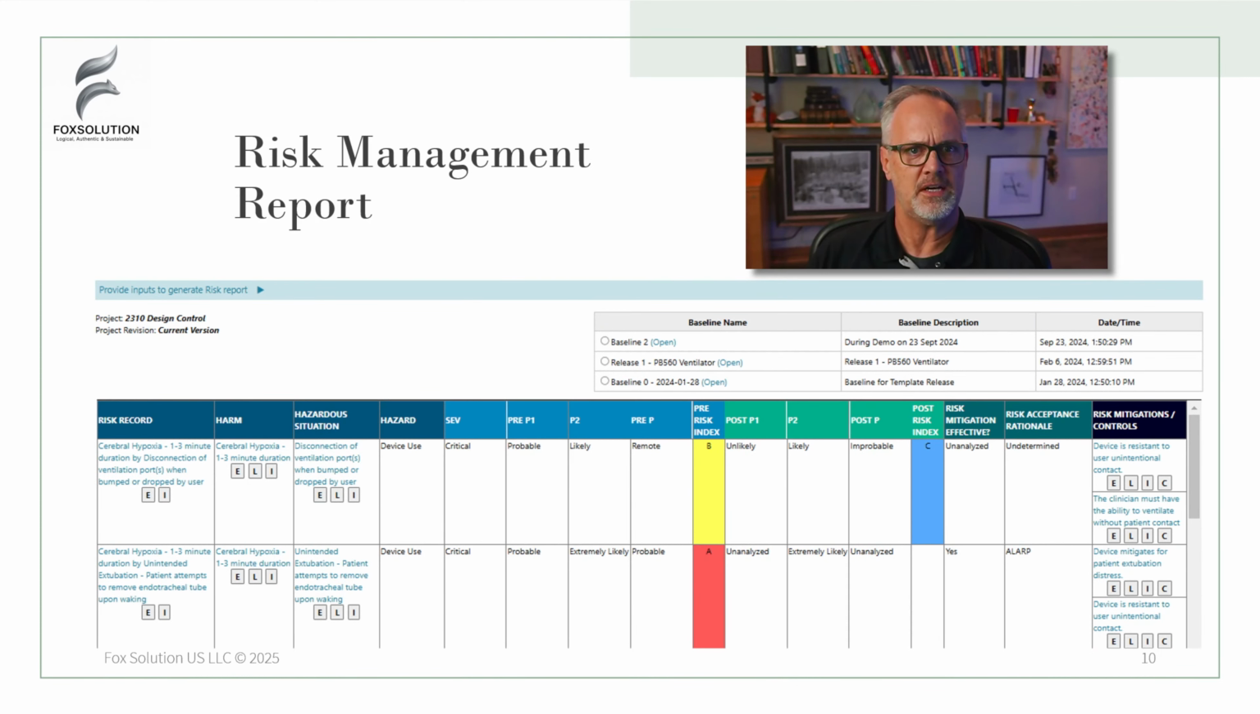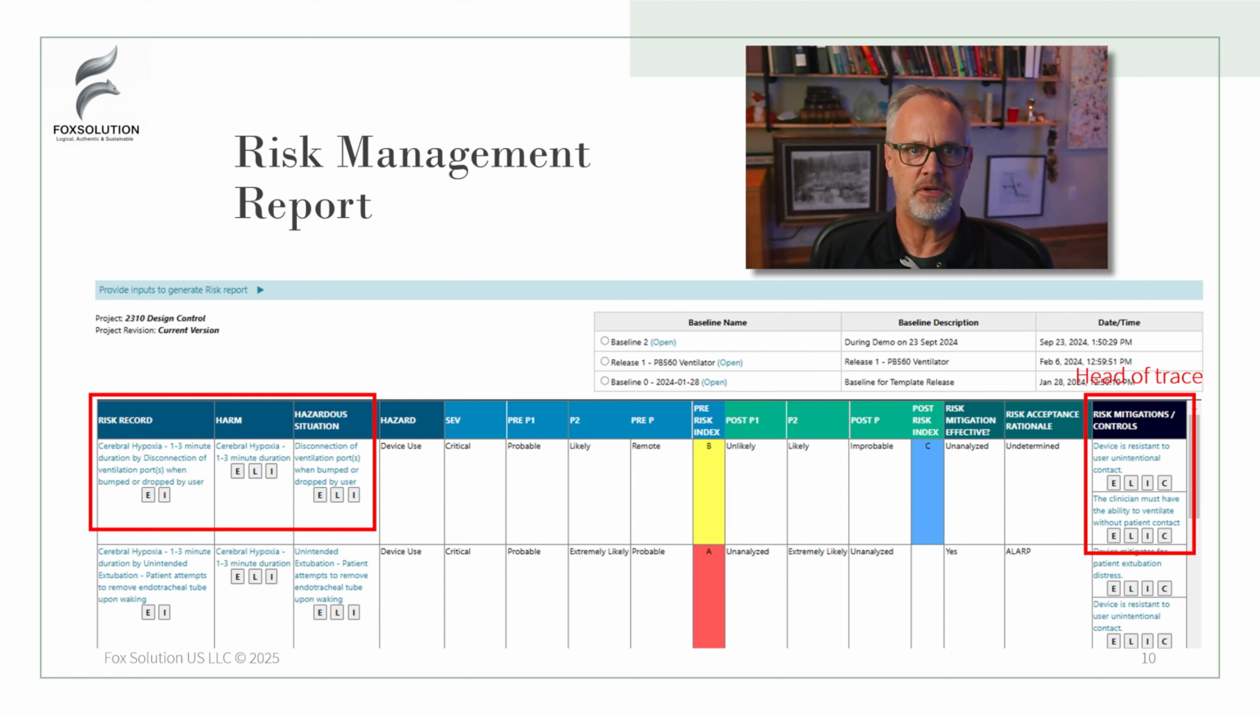Now, when we do this traceability, as I described before, the reporting structure looks like this. And so essentially we have the risk record, the harm, and the hazardous situation. We've defined the hazard as an attribute of the hazardous situation. We have the severity that comes from the harm, pre-mitigation P1 and the post-mitigation P1. So we cross P1 to P2, we get P, and then we cross P with the severity of the harm to get this risk index. And that's what the yellow and red boxes are saying: we have a medium level risk, we have a high level risk that's associated with this line.